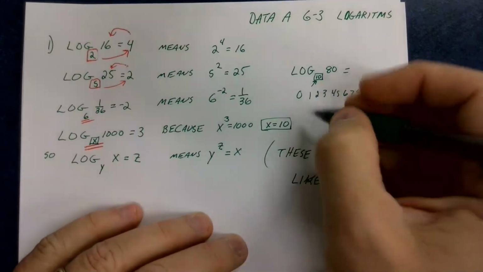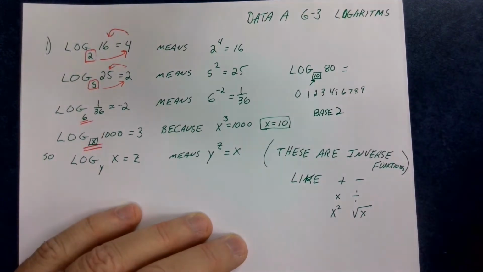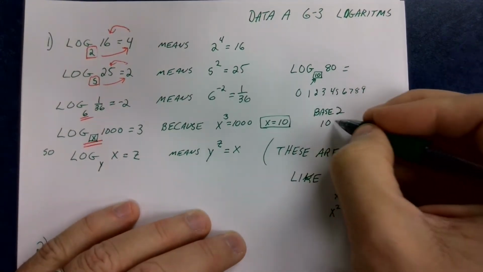I'll give you another quick little thing. Base 2 is what computers deal with. The only thing that a computer knows is ones and zeros, right?